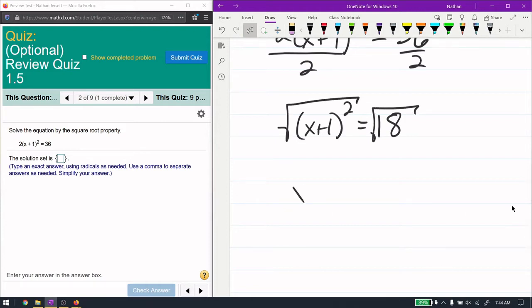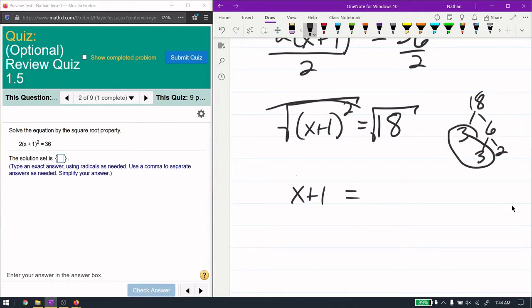That gives me x plus 1. Really, the parentheses don't matter here because the square root and the square cancel, leaving us with just x plus 1. And the square root of 18, I can reduce that. 18 is 3 times 6, and 6 is 3 times 2. I've got a pair of 3's in there, so I can take a 3 out, and a 2 remains on the inside. So I get 3 root 2.